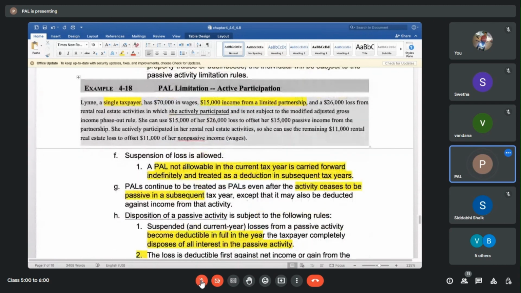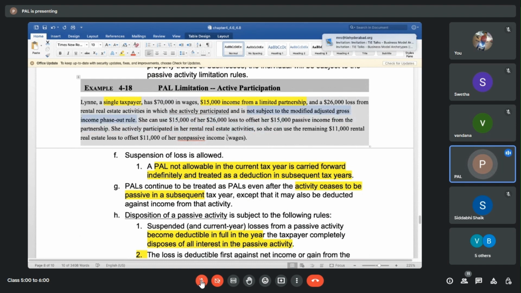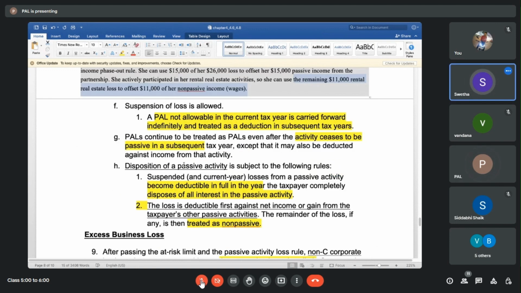So again, let's go back here. Her losses are $26,000. First of all, logically, if there is a passive loss, first see what passive income there is and offset against each other. The $26,000 loss will reduce this $15,000 of income. Then there's still $11,000 of loss left. Because she actively participated and because of her AGI, she's not subject to the phase out rule. That means her AGI is below the level given by the IRS. So she is allowed to reduce her ordinary income by that remaining $11,000 of rental loss. So her wages will become like $59,000 or something, and she'll have to pay taxes only on that. Yes, ma'am. Now got it. Good.